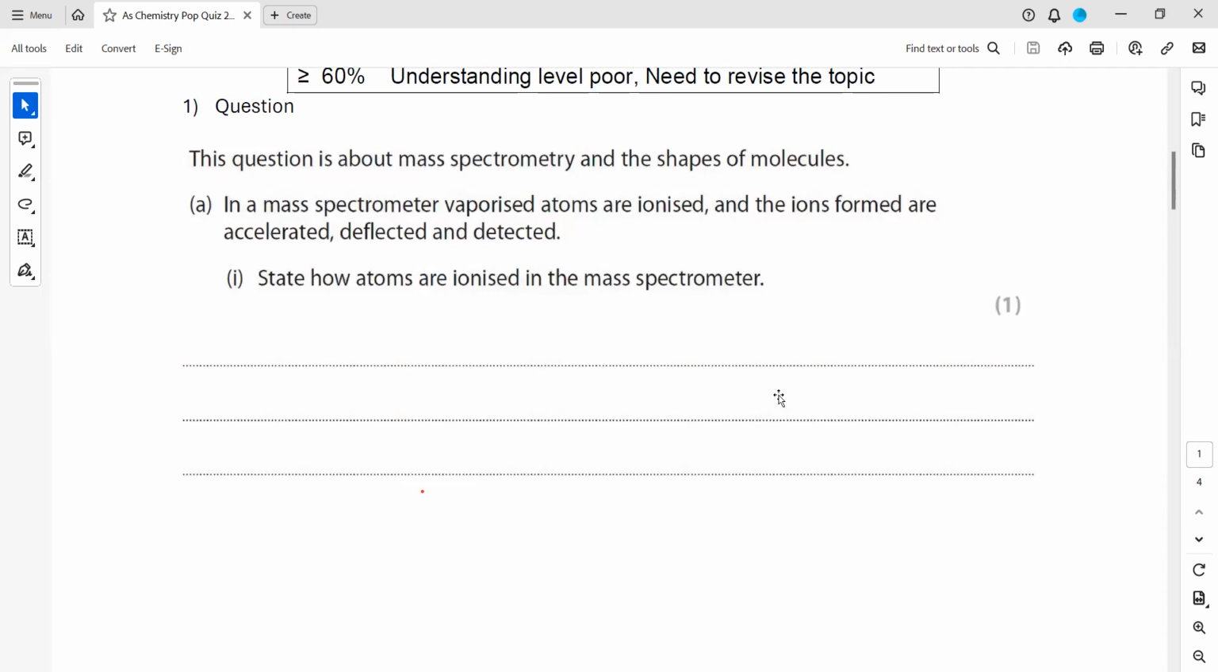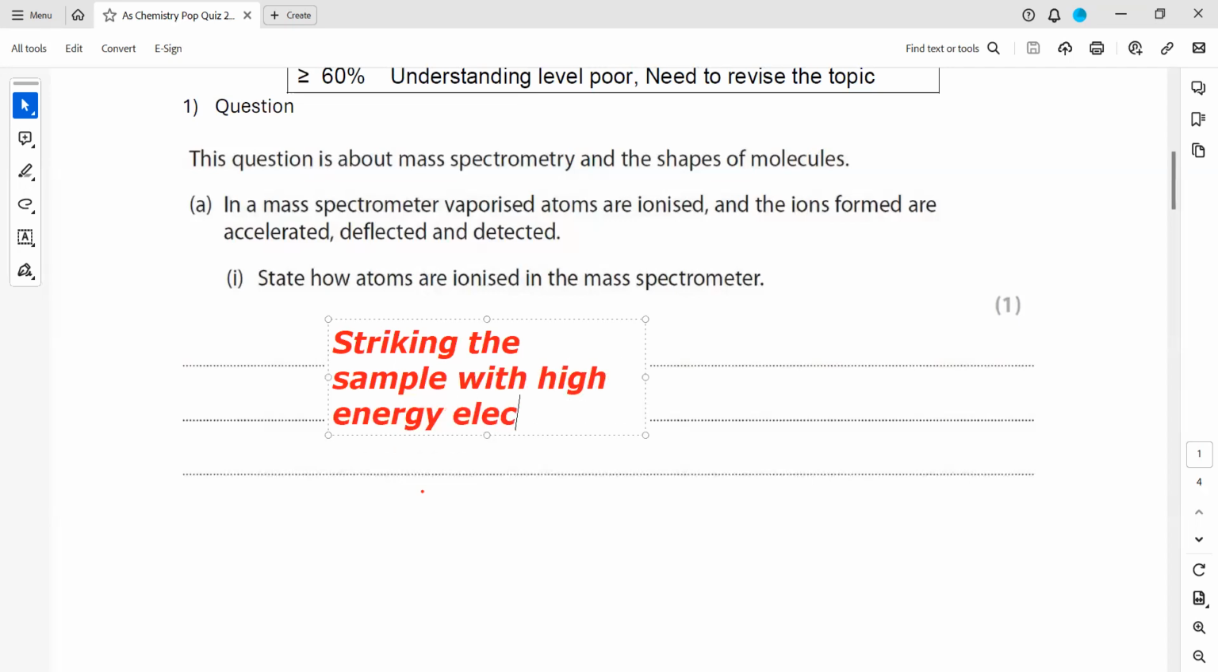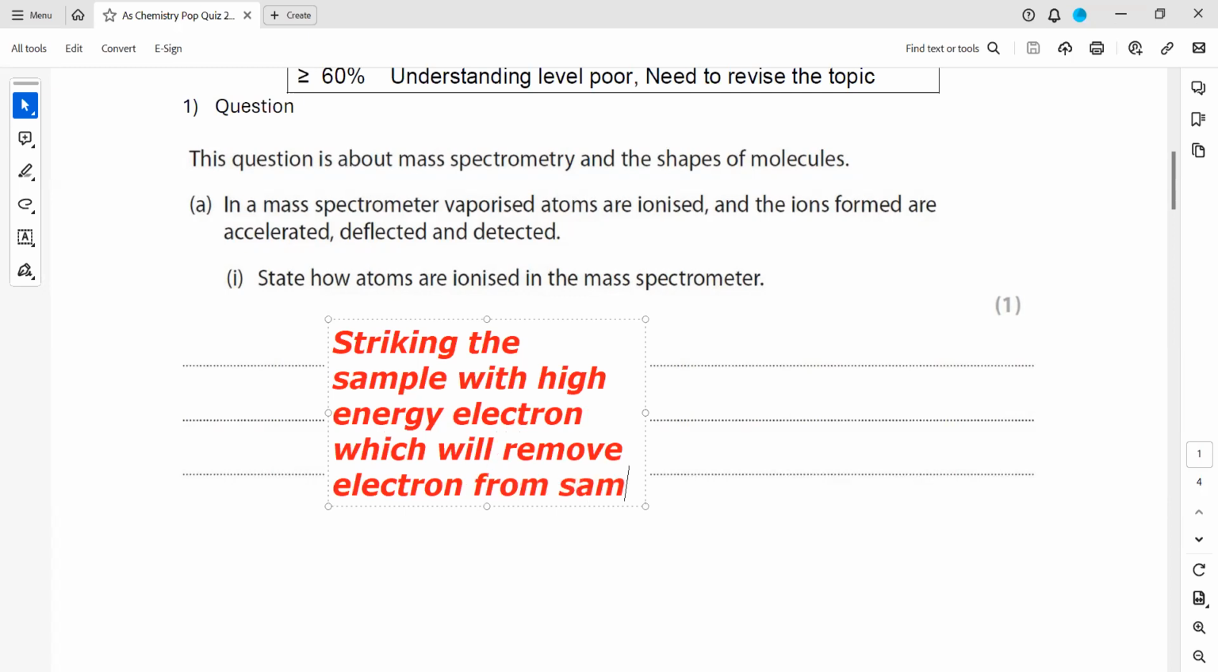So how do we ionize the atoms in the mass spectrometer? What we simply do is the sample is subjected to bombarding with high energy electrons. So by striking the sample with high energy electrons, which will remove the electrons from the sample and form a positive ion.